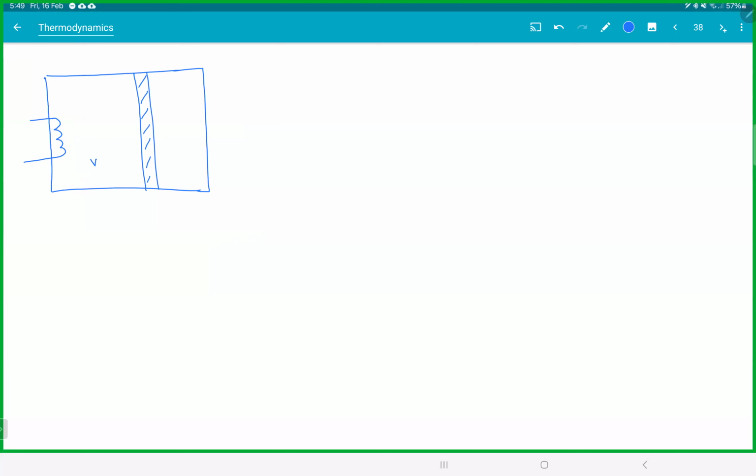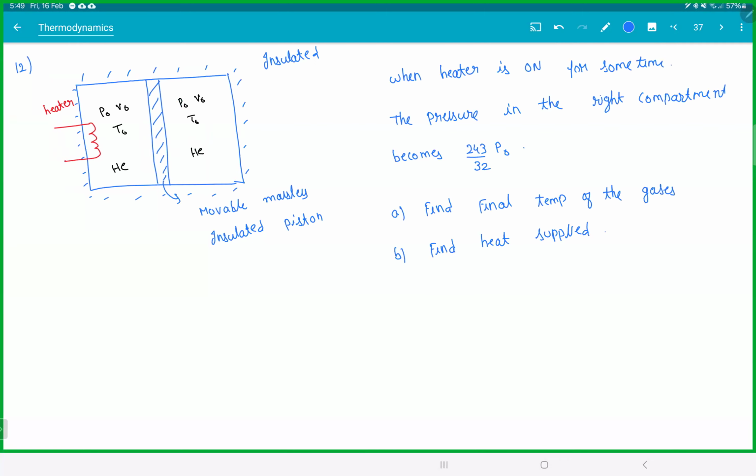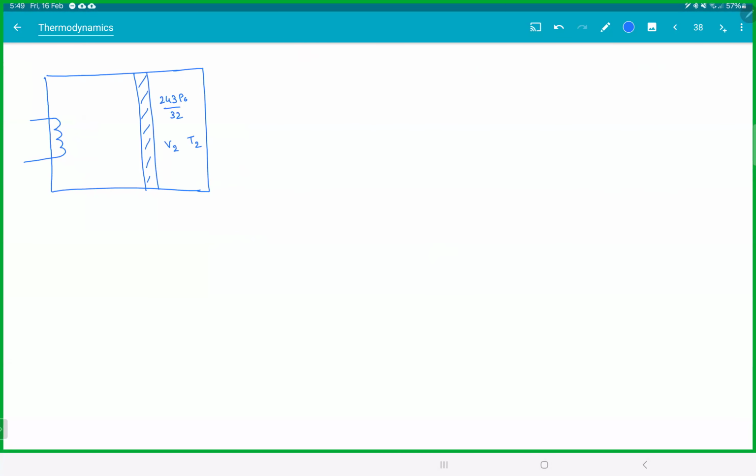Let this volume be V2, temperature T2, and you're saying this pressure is 243 P naught by 32. Agreed? Now, if the pressure here is 243 P naught by 32, the pressure on the other side is also the same, 243 by 32, because the piston is massless.